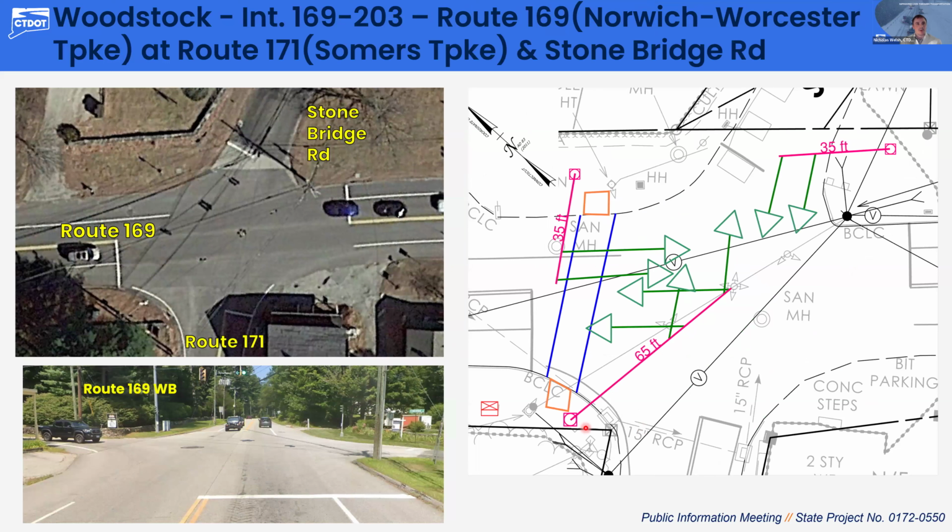So the last intersection in the project, this is in Woodstock, intersection 169 203, Route 169 at Route 171 and Stonebridge Road. So this intersection, we're proposing a mast arm on the northwest corner and the northeast corner, as well as the southwest corner. We may be pursuing an easement on the southwest corner to give our contractor a little bit more room to install that mast arm foundation. We're also installing a crosswalk on the west leg, which means that pedestrian facilities will be installed on the northwest and the southwest corner as well.